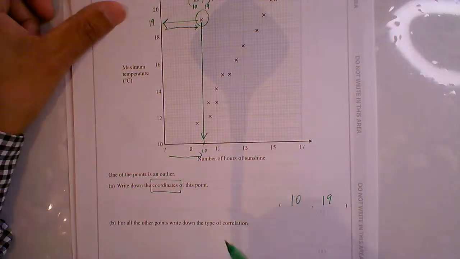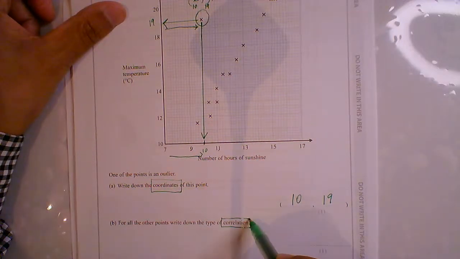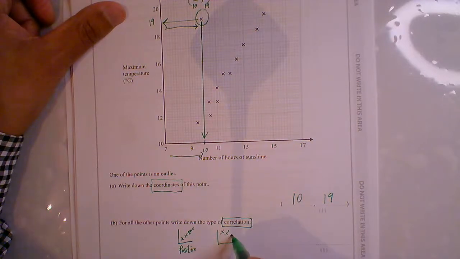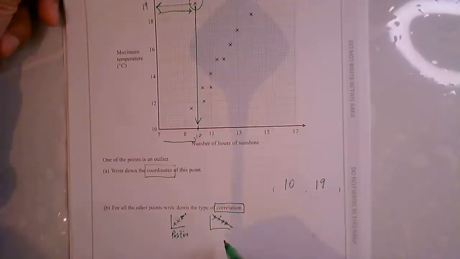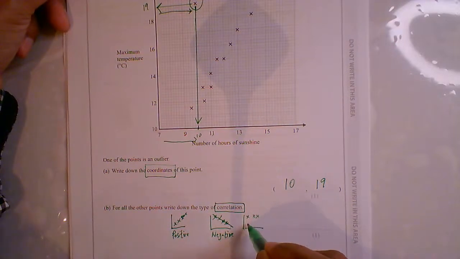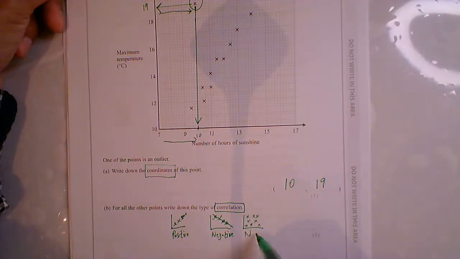Okay, so this one here, correlation. There are three types of correlation that we have in maths. We have something that goes up, which is called a positive correlation. Something that goes down, a pattern that goes down, which is a negative correlation. And then we have a last one where there is no pattern. It's just random, which is no correlation.